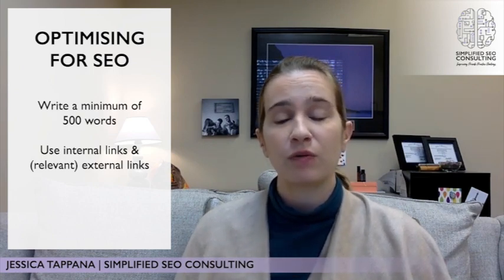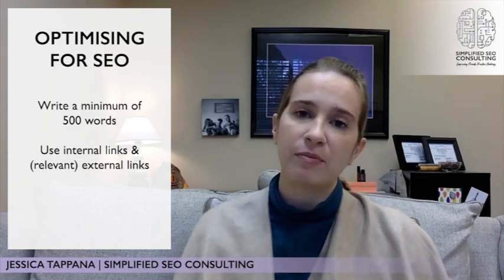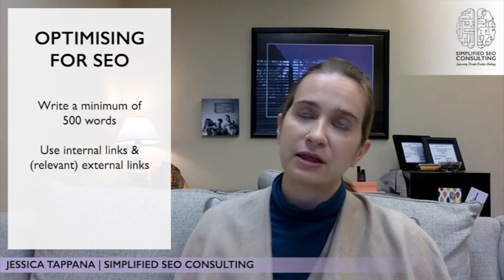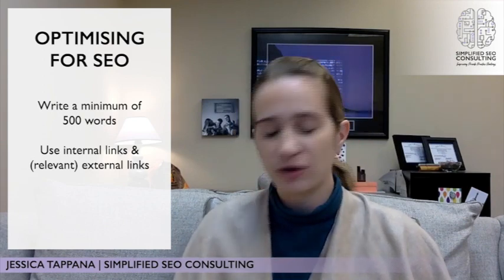And then sometimes we do relevant external links too. So especially if you're writing a blog post about a couples counseling technique or a communication issue, you might say the Gottman Institute recommends, and then highlight the Gottman Institute and link back to their page. It's a good way to get some external links in there.